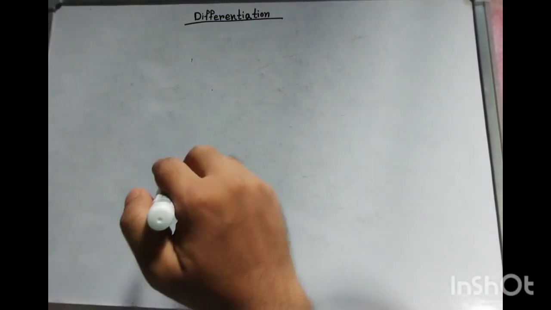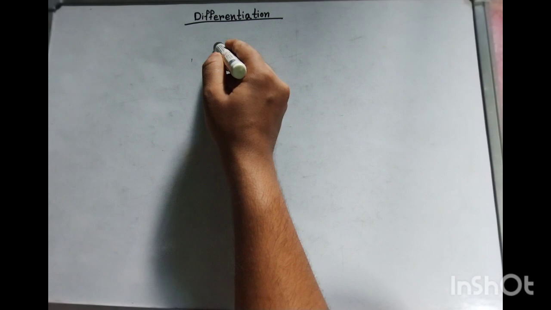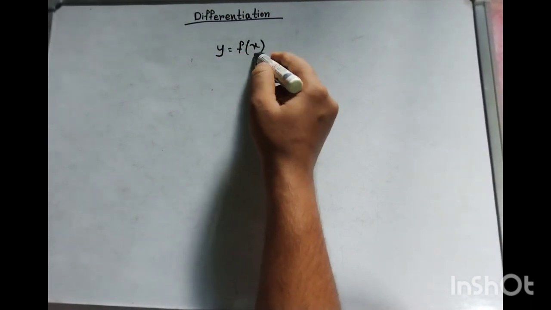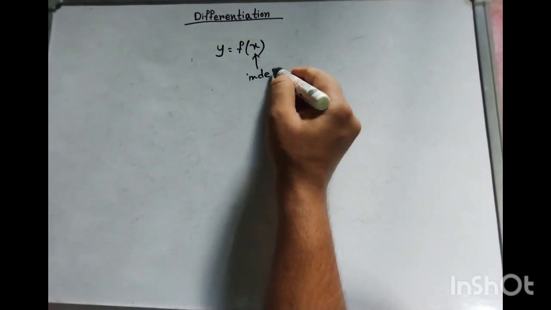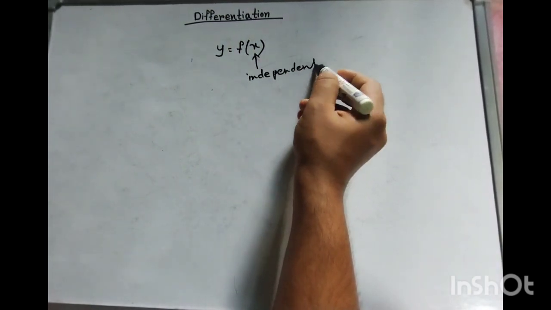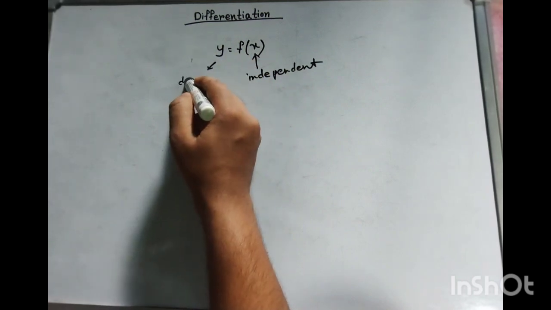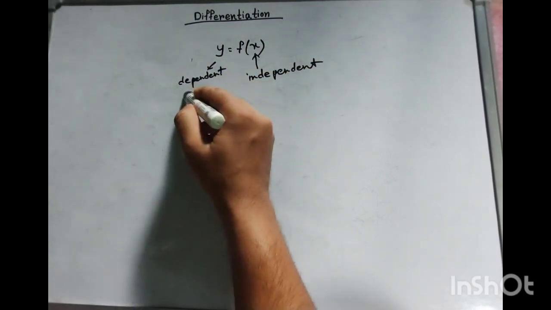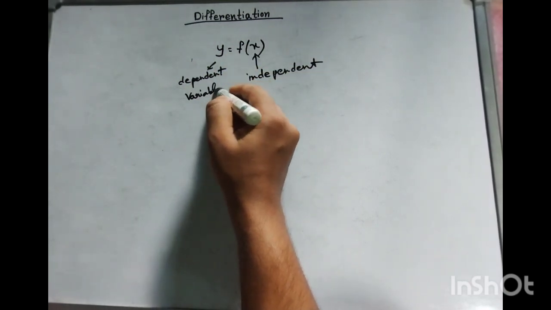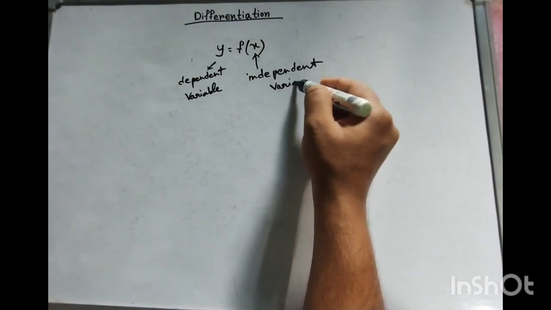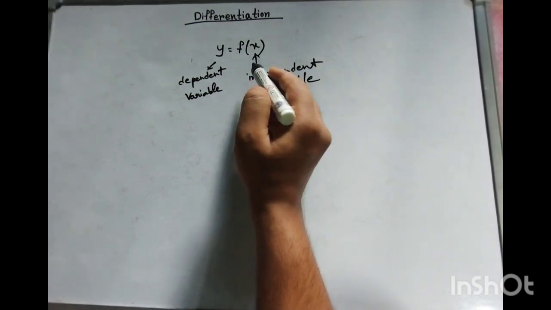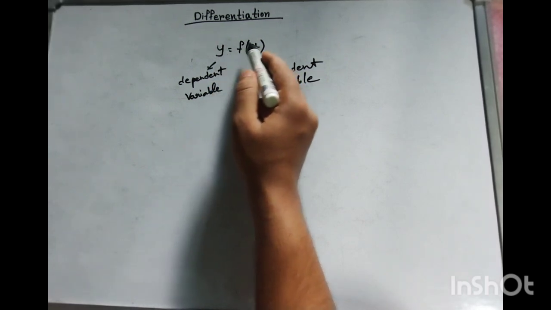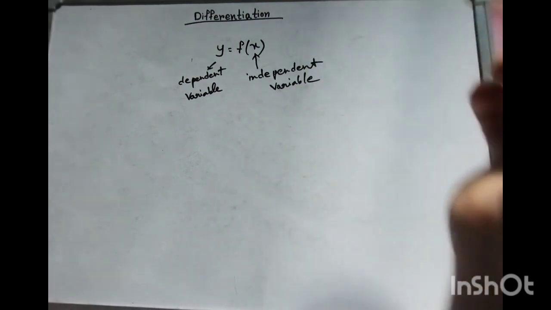Okay, today we will learn about differentiation. Suppose you have a function y, a function of x. Here x is the independent variable and y is the dependent variable. x can take any value and correspondingly y will get its value according to this formula.